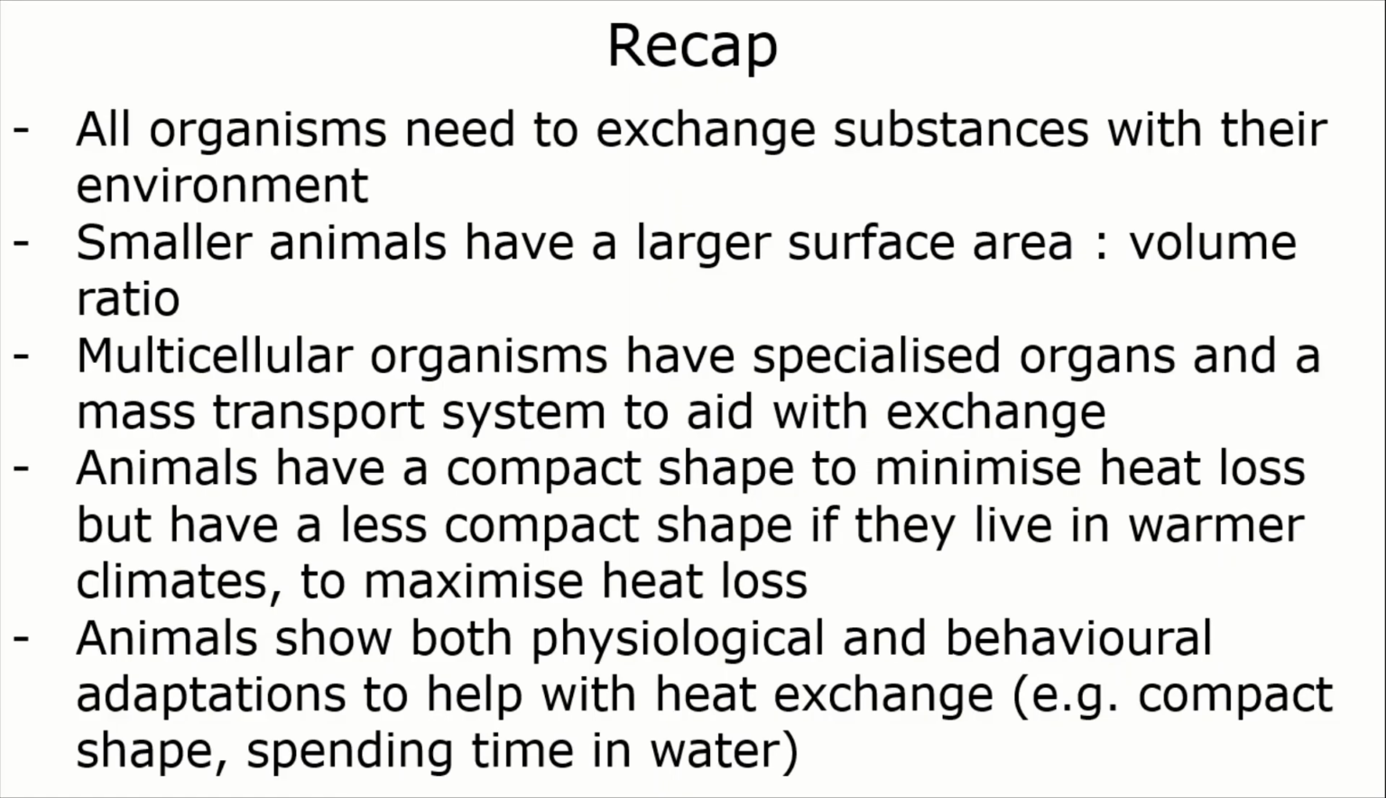So let's recap what we've covered today. We've learned that all organisms need to exchange substances with their environment. We know that smaller animals have a larger surface area to volume ratio than larger animals. We know that multicellular organisms have specialised organs and a mass transport system, and this aids with the exchange of gases and other substances. We know that animals have a compact shape to minimise heat loss, but they have a less compact shape if they live in warmer climates, as this helps to maximise heat loss. And we know that animals show both physiological and behavioural adaptations to help with heat exchange. So the examples I've given here, compact shape and spending time in water.